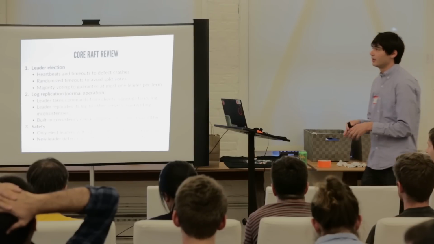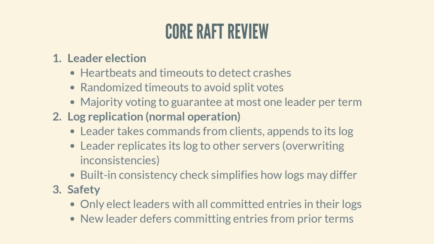To review then, I first talked about leader election, where there's a heartbeat mechanism and a randomized timeout approach to detect crashes. The timeouts are randomized because we want to avoid split votes. If we had too many split votes, then our elections would take too long. The majority voting guarantees that there's at most one leader per term, and asking people for votes spreads the term number around, so it neutralizes the old leader.